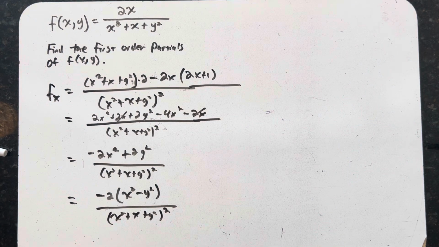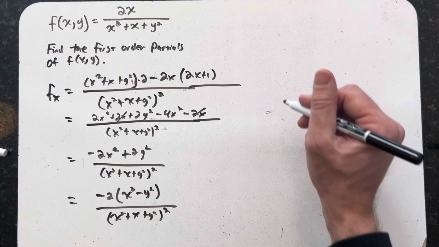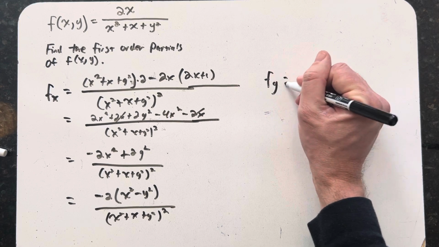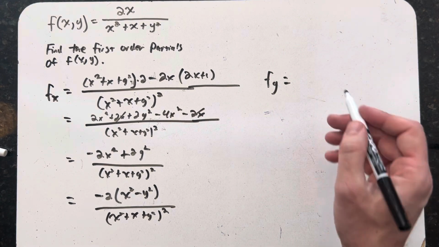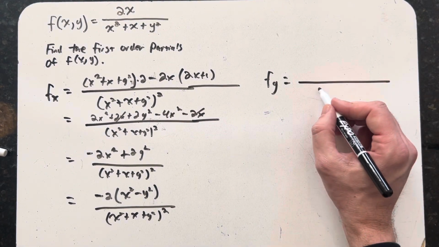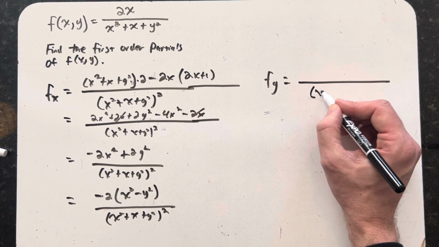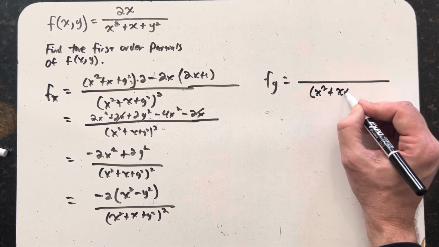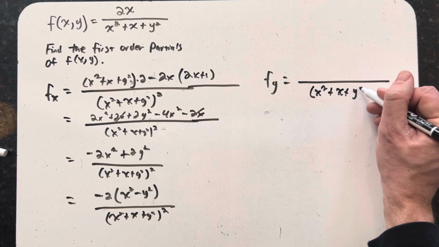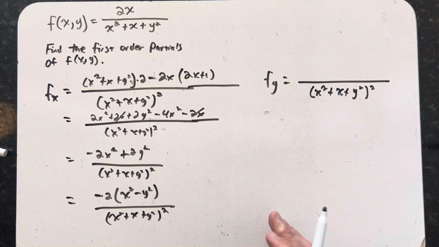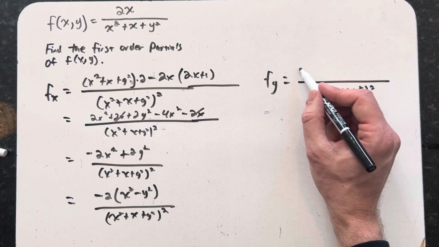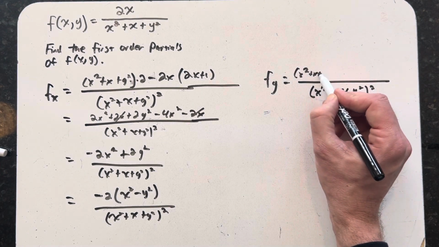All right, so now I need to go through and take the first partial with respect to y. All right, we'll start off with the quotient rule again, though I think there's actually a more clever way of doing this. All right, so x squared plus x plus y squared, all squared, and then on the top I have that bottom, x squared plus x plus y squared.